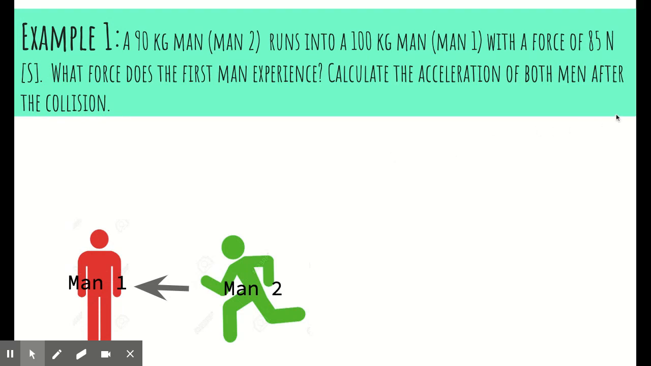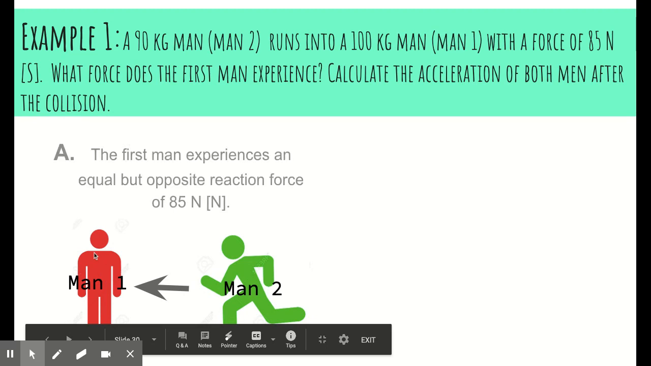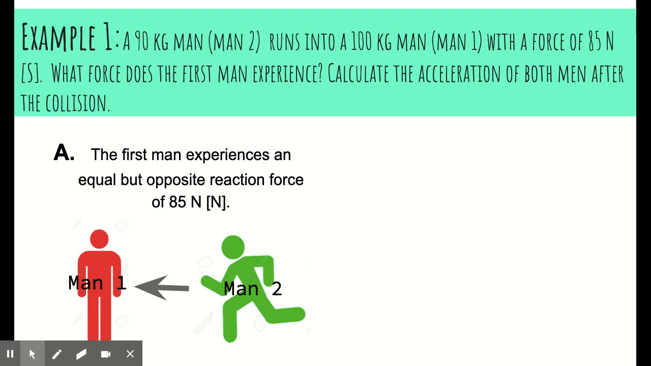For the first example here, we have a 90 kilogram man, which is man 2, who runs into a 100 kilogram man, which is man 1, with a force of 85 newtons south. What force does the first man experience? So I guess I should say, what force does man 1 experience? Here we have man 1 sitting still. Man 2 is just going to run right into him. So man 1 is going to experience an equal but opposite reaction force of 85 newtons north.